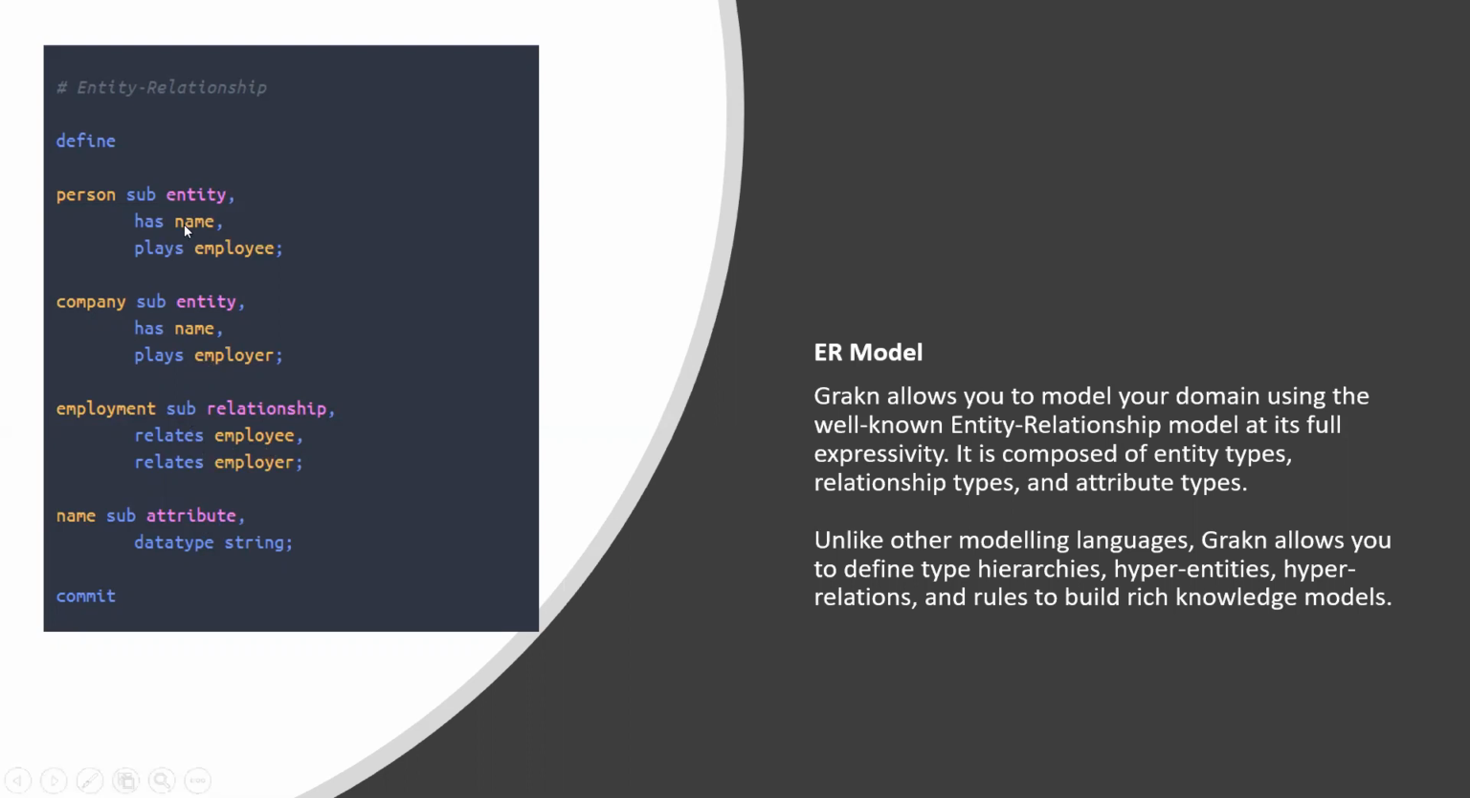So in this case, I define name, of data type string. Once you write this query and run it, you have to run another command, commit, which commits your query results into Grakn storage. So this is all about the ER model, like how the entity relationship happens in the Grakn database.